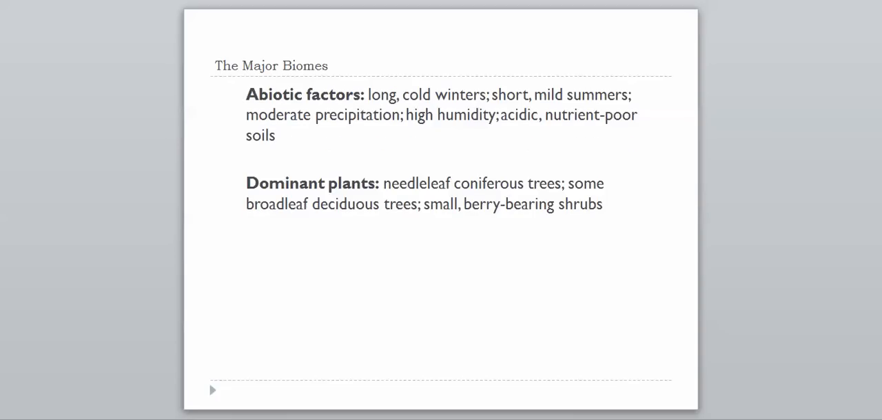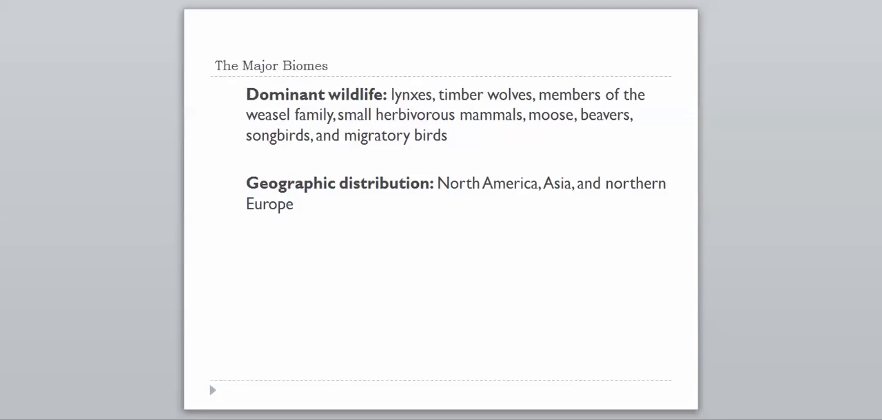So the abiotic factors that they have: long, cold winters and short, mild summers, so there is a warm period, but it's mainly cold for most of the time. They have moderate precipitation. There's actually a high humidity, and they're nutrient-poor soils. And the dominant plants, again, are going to be the conifers. There are some deciduous trees, and there actually are some small berry-bearing shrubs, so shrubs that actually give rise to some berries.